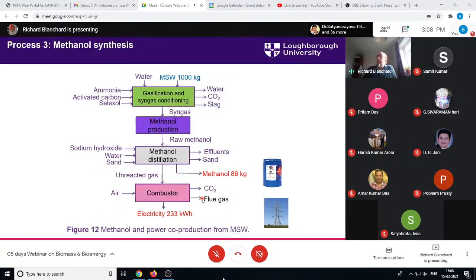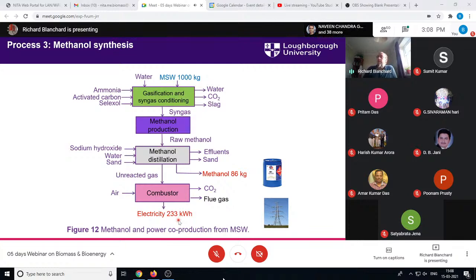For methanol synthesis, so we have our miscible solid waste. Again, we've got a number of different compounds being used in the process to produce syngas. We get methanol being produced through the reaction tower, as we saw earlier. We've got some cleanup then of the methanol. So we have 86 kilograms of methanol being produced as a fuel, and then unreacted gases, we then produce about 233 kilowatt hours. And the conversion process is not particularly great, as you can see.